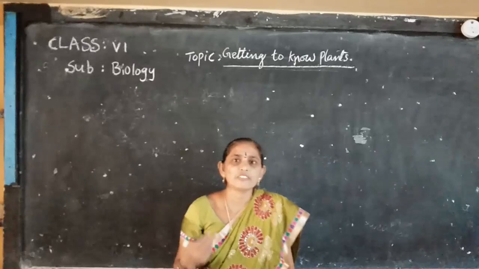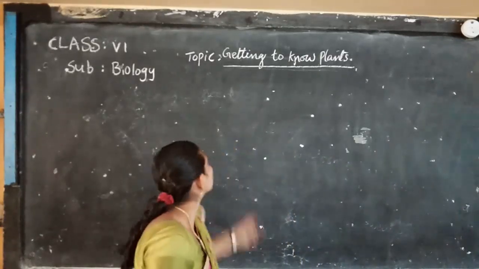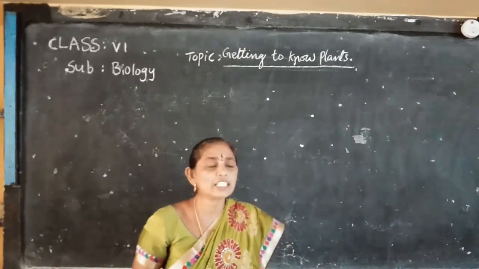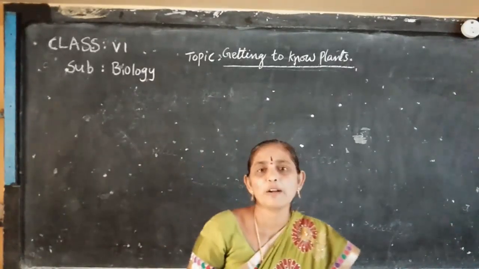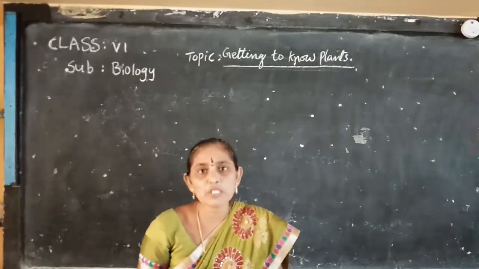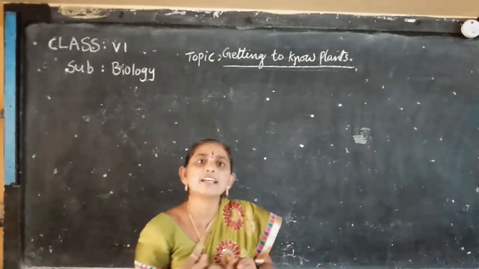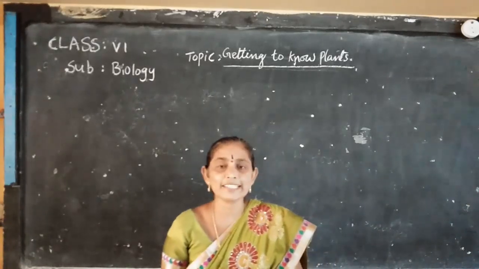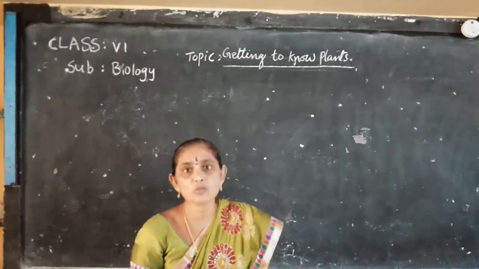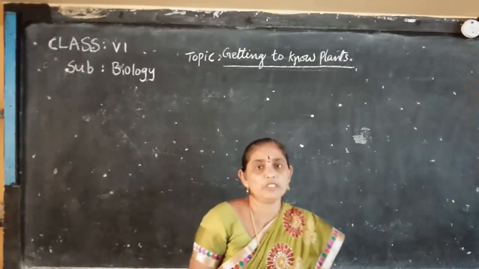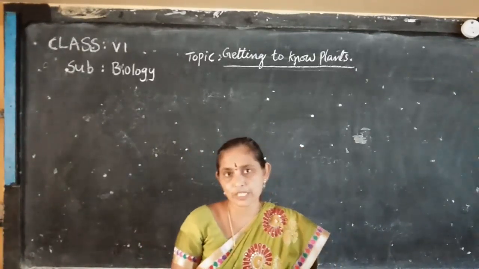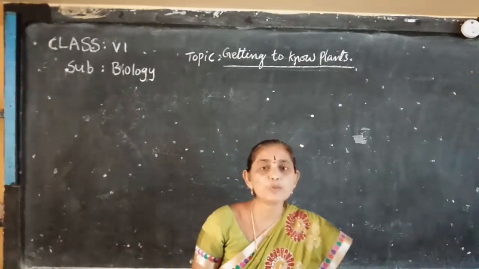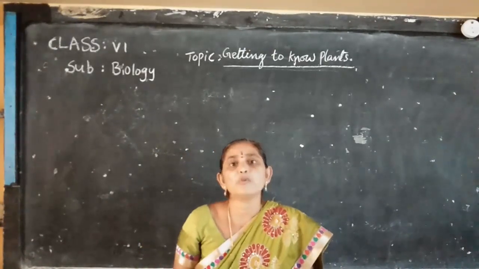In the last class, we started the topic Getting to Know Plants. In this topic, we discussed different types of plants like herbs, shrubs, trees, climbers and creepers. Herbs are delicate plants with small or soft stems. These plants are called herbs. Example: tomato and vegetables.